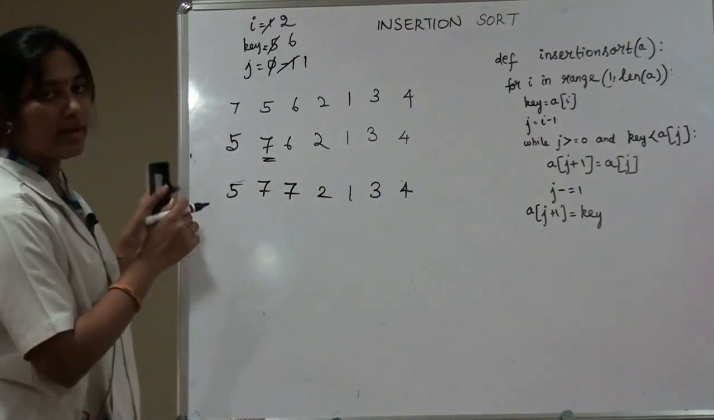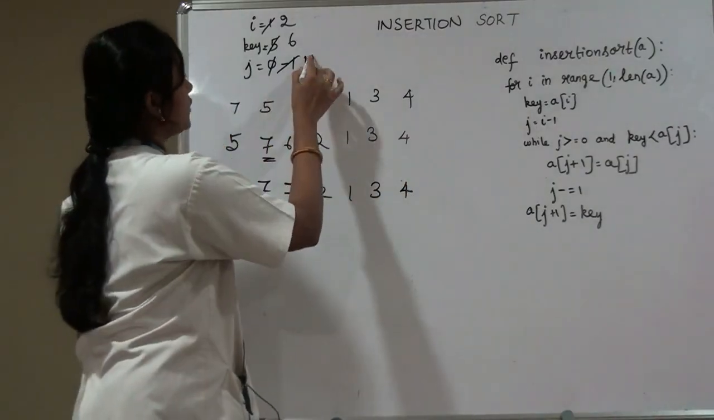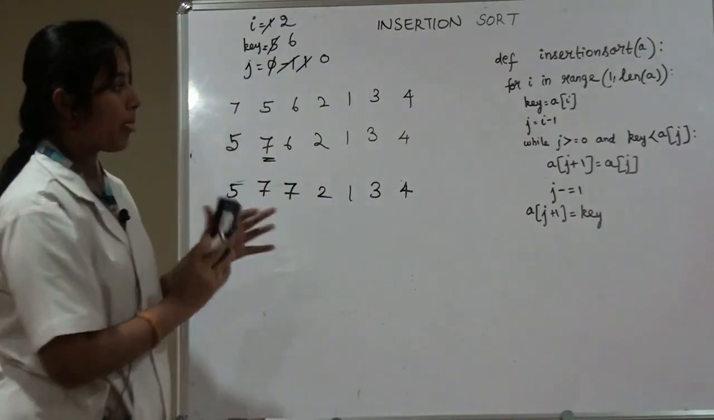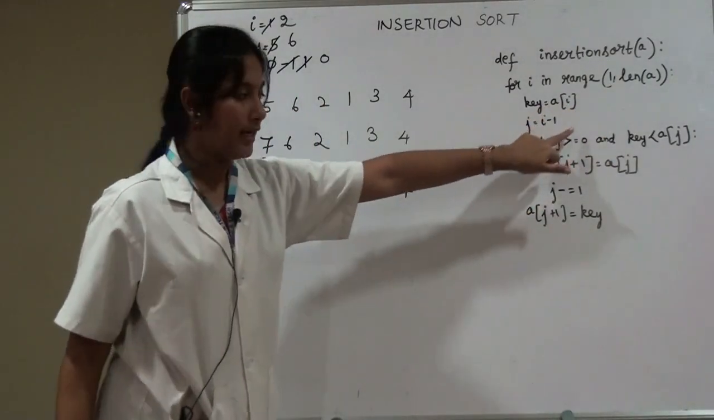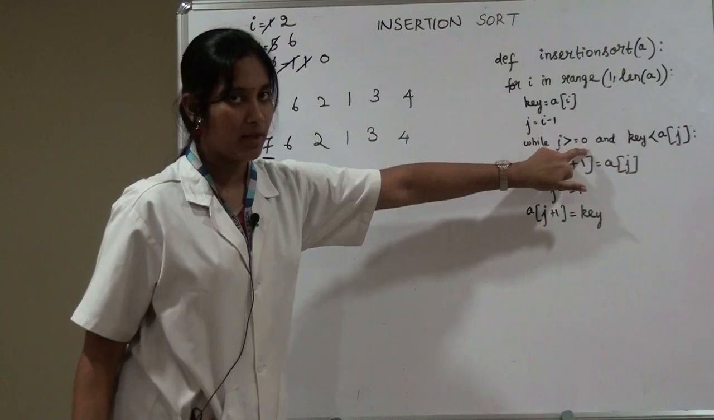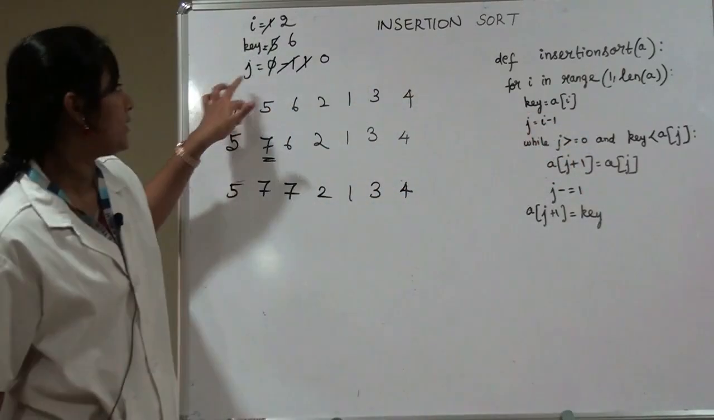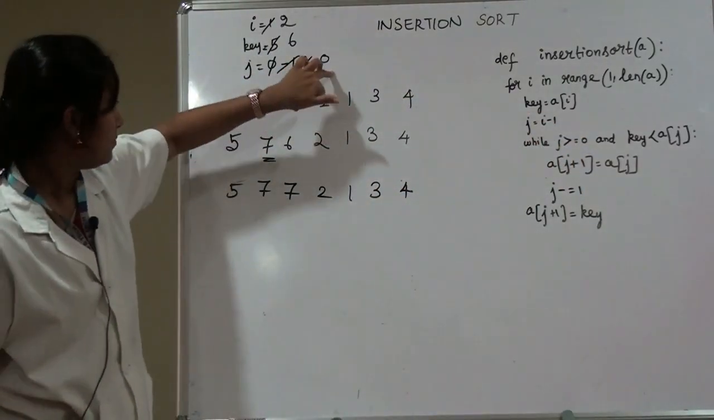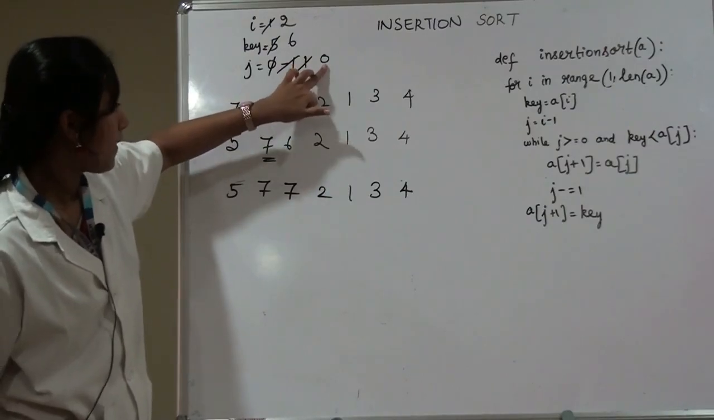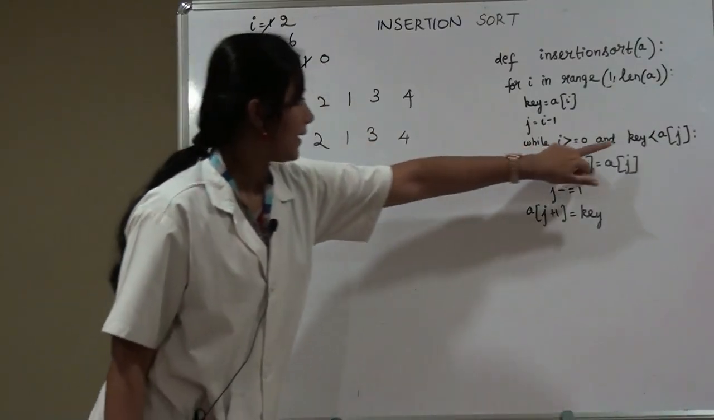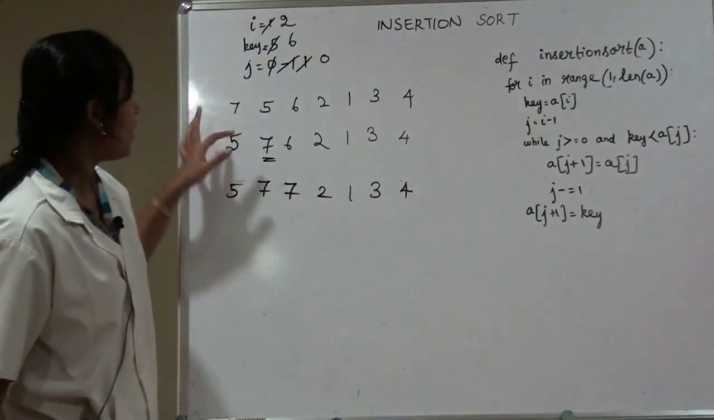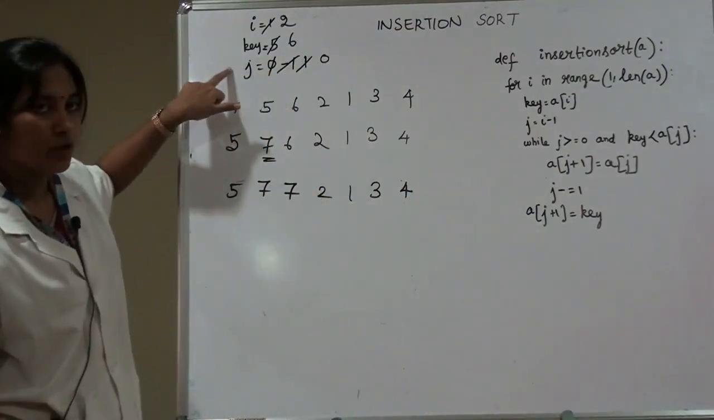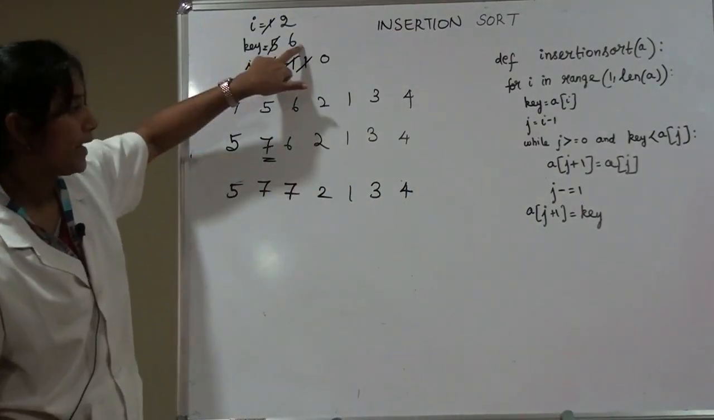Okay. Now you are decrementing j. So j becomes 0. Again you are checking the condition: j >= 0. So j is 0, the condition is true. And then key < A[j]. So what is A[j] now? A[0], which is 5. Our key is 6 now.